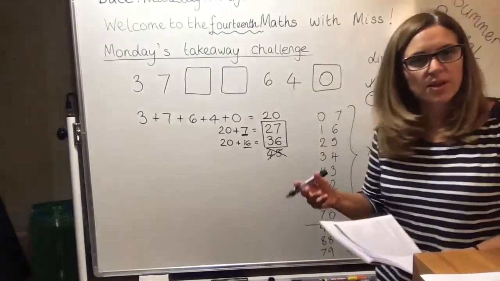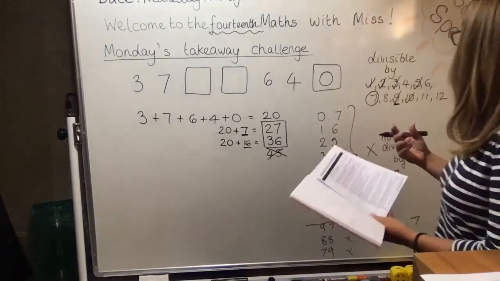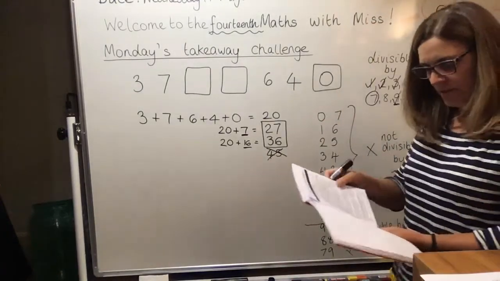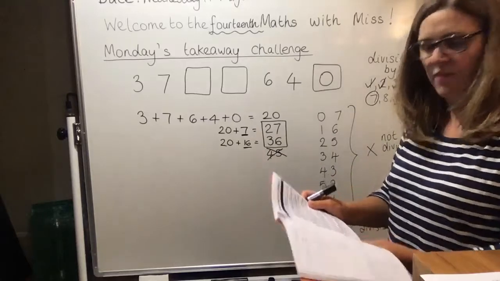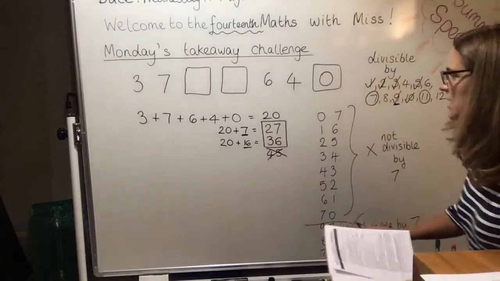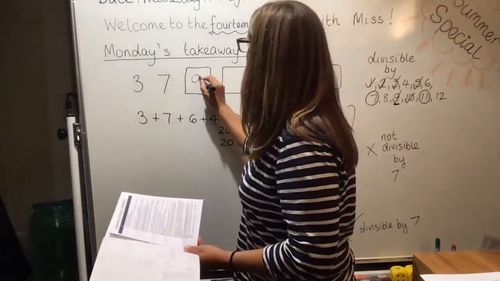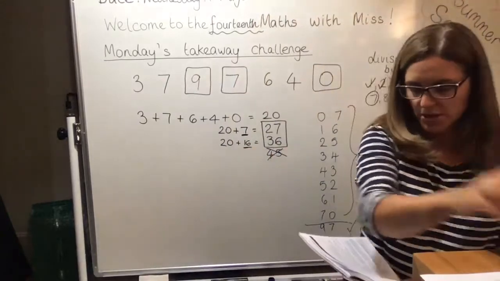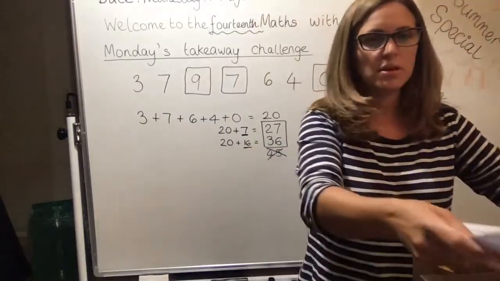So then the only thing I just need to finally check is whether or not it is also divisible by 11, okay? And it is. So I'm just going to fast forward to the end now. So that is going to be 97. That is your solution.